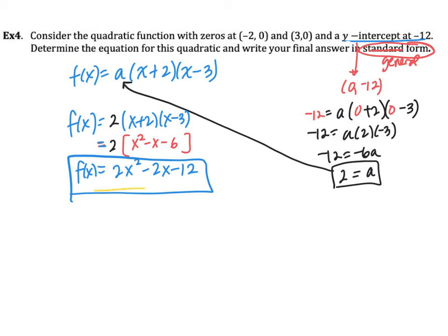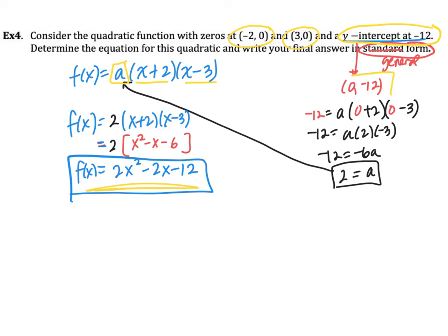All right, did you get 2x squared minus 2x minus 12? If not, then I'll try to explain what happened here. So first of all, we have two zeros, or x-intercepts at negative 2, 0, and 3, 0. So that turns into x plus 2 times x minus 3. But remember, we have our a value. We don't know what the stretch value is. So we need a point on the parabola in order to find the a value. So here's the point. It's the y-intercept.